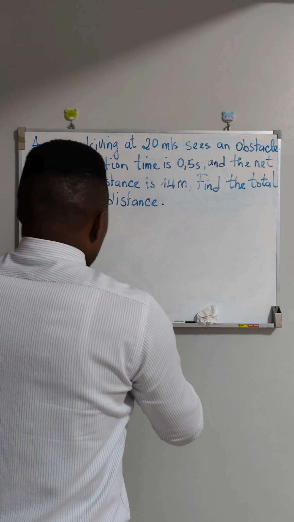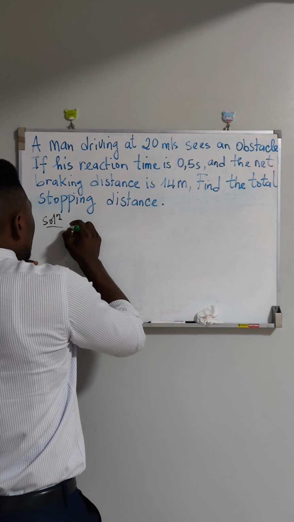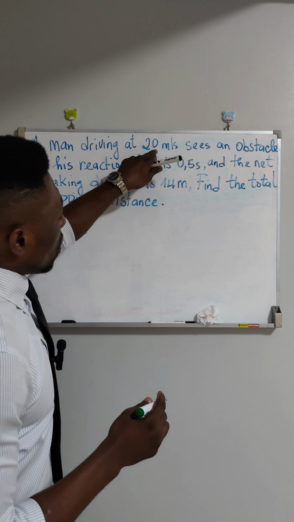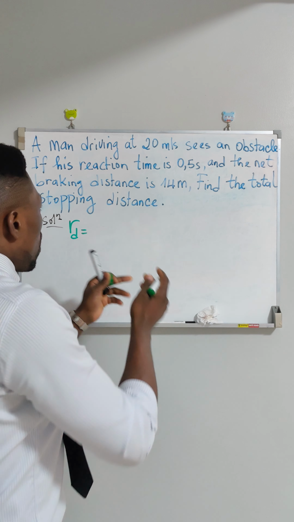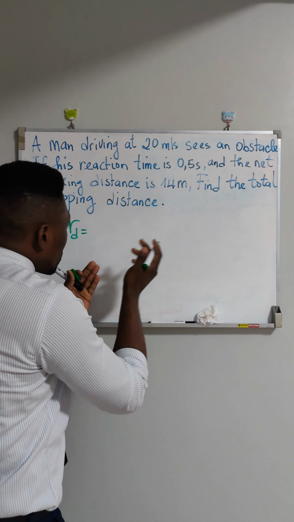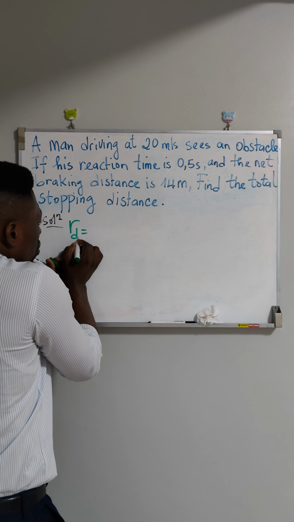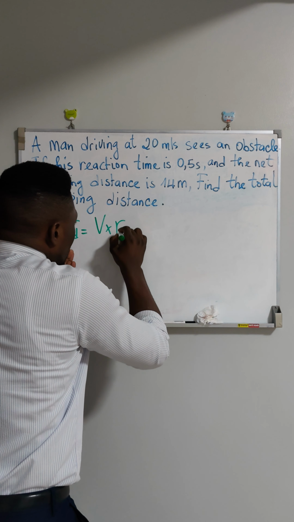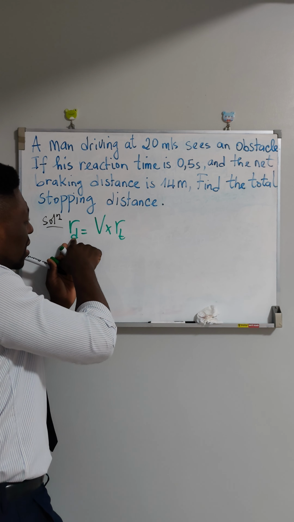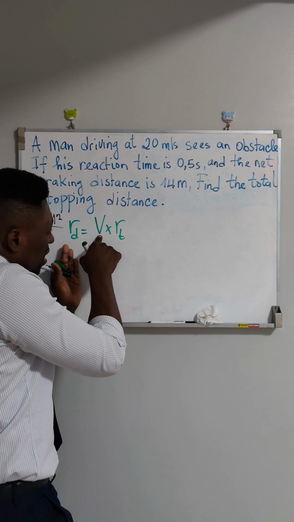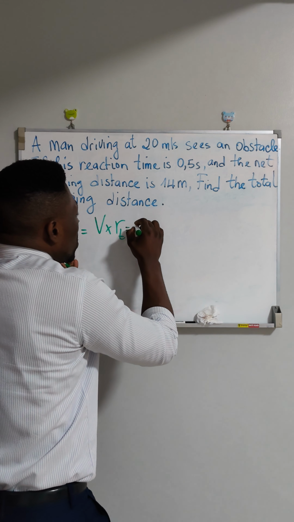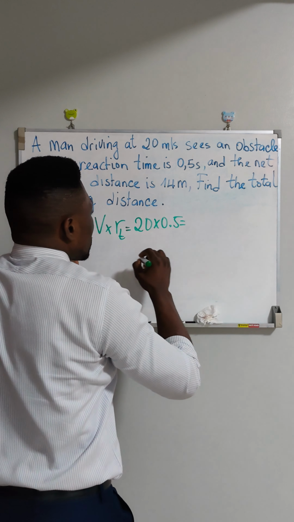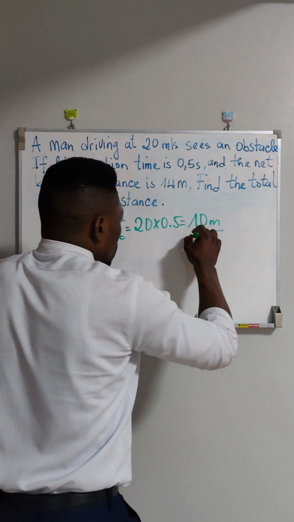During the reaction time, I will call it the reaction distance. Now we have the velocity and the reaction time, so from here we can find the reaction distance. Reaction distance is equal to velocity times reaction time, which is the velocity 20 times the reaction time 0.5, and this gives us 10 meters.